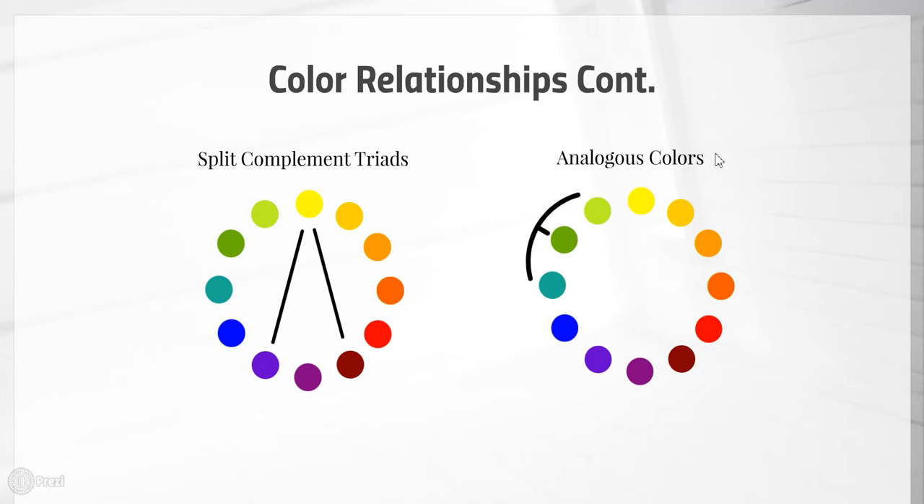Also, we have analogous colors. These are colors that are next to each other on the color wheel, and kind of similar to the triads, since they're all made up of the same undertones, they are all very harmonious together.